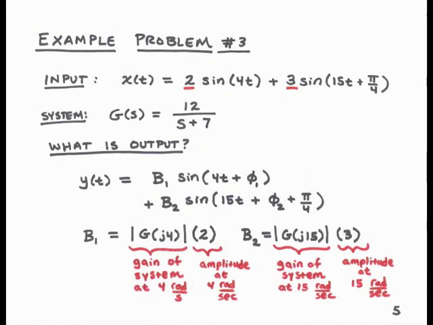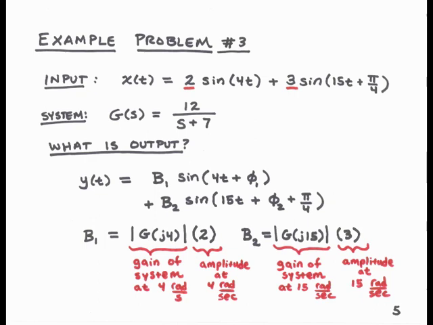Let's now look at a third example. In this case, I'm going to give the transfer function of the system and the input, and we'll determine what the steady state output is. So, the input is x of t equals 2 sine 4t plus 3 sine(15t plus pi over 4). And our system is G of s equals 12 over s plus 7. What would the steady state output be in this case?